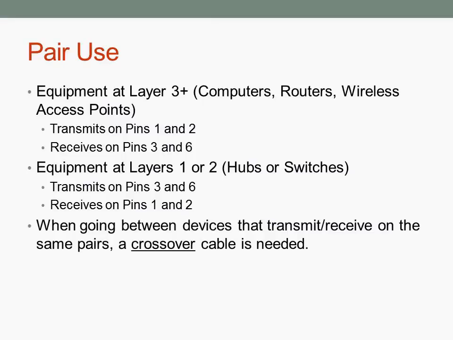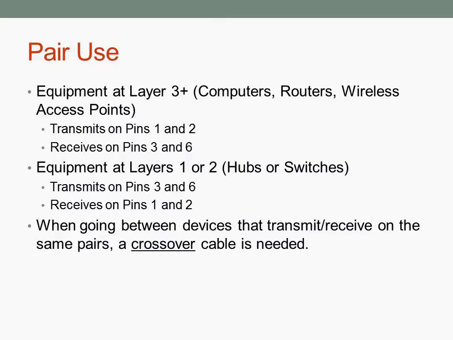Now here's the deal. What if we want to go from, for example, a computer directly to a router? Well, both of these devices transmit on pins 1 and 2, and receive on pins 3 and 6, so if either one tries to transmit, they'll both be raising voltages on the same line, and pins 3 and 6 will go unused, just dead space.